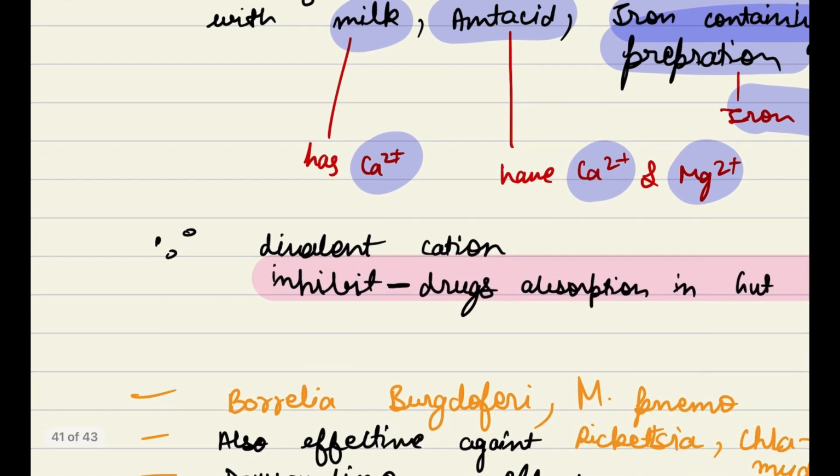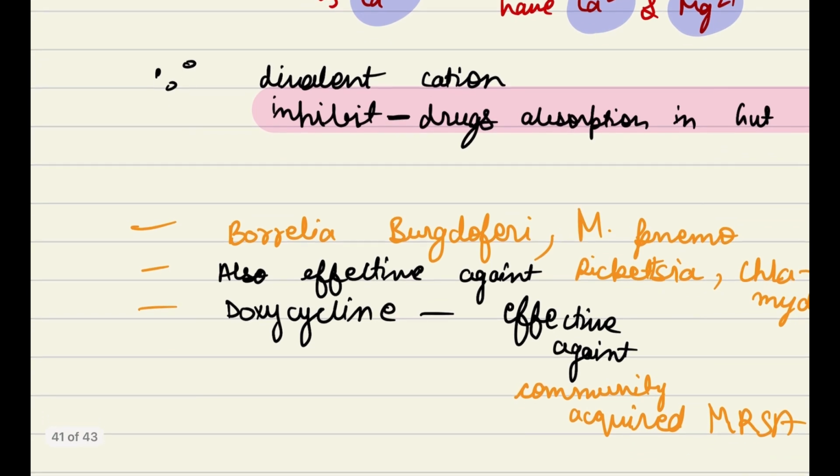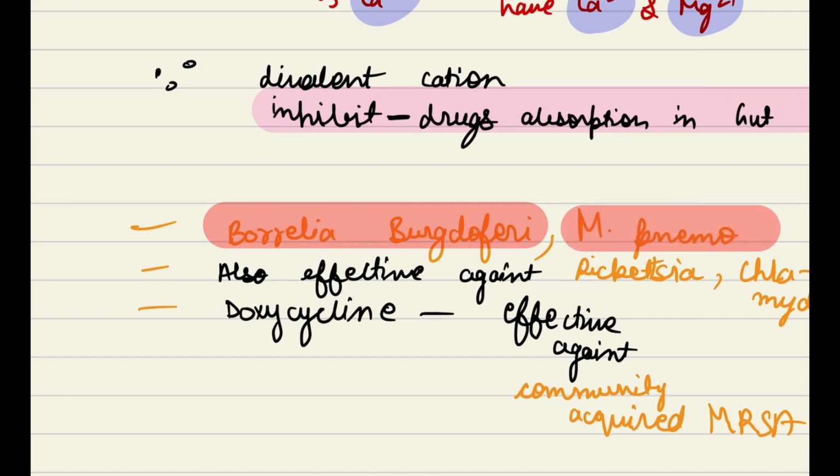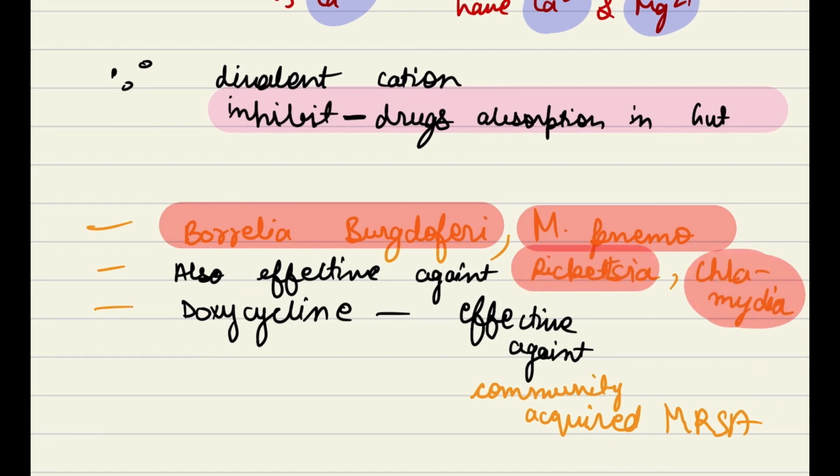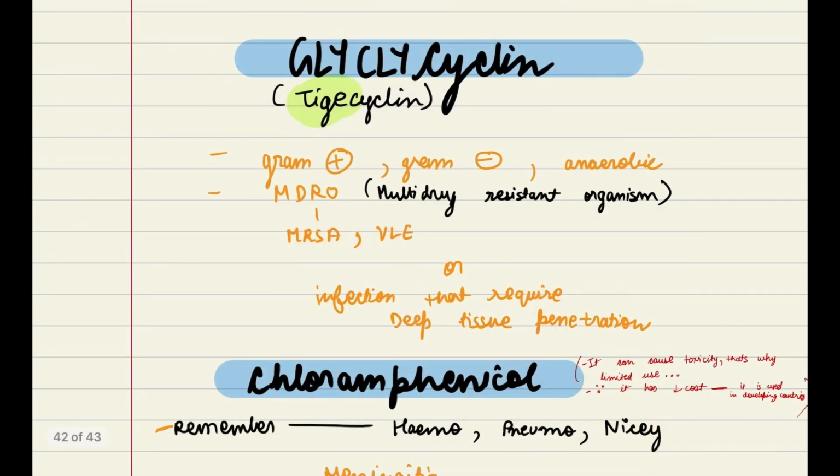Now let us peep into clinical uses. It is given to patients who have Borrelia burgdorferi, and to those who have M. pneumoniae. It is also effective against rickettsia and chlamydia. When we hear about rickettsia, the first drug that comes to our mind is chloramphenicol. We are going to discuss that drug today. And doxycycline is also effective against community acquired MRSA. Now the other drug we are going to cover is glycylcycline.